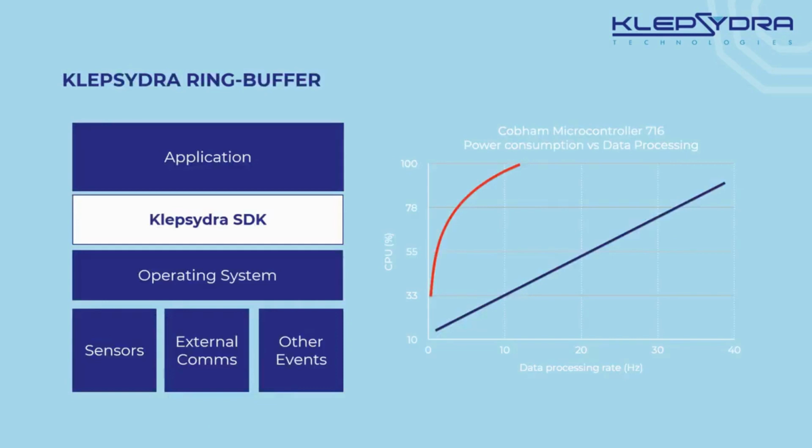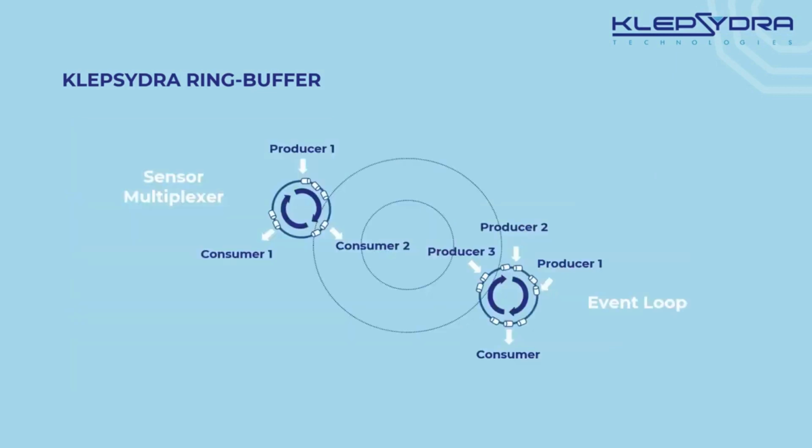The Klepsydra SDK lies between the operating system and the application. It is designed to simplify the implementation of code that collects and acts on data from multiple sources, such as sensors, external communications, and other events. Its goal is to perform operations faster and more reliably than using traditional locking mechanisms. Our own ring buffer is wrapped in what we call the Klepsydra SDK. It is just another library that's installed in the operating system that receives data from multiple sources. It is essentially a memory sharing system.